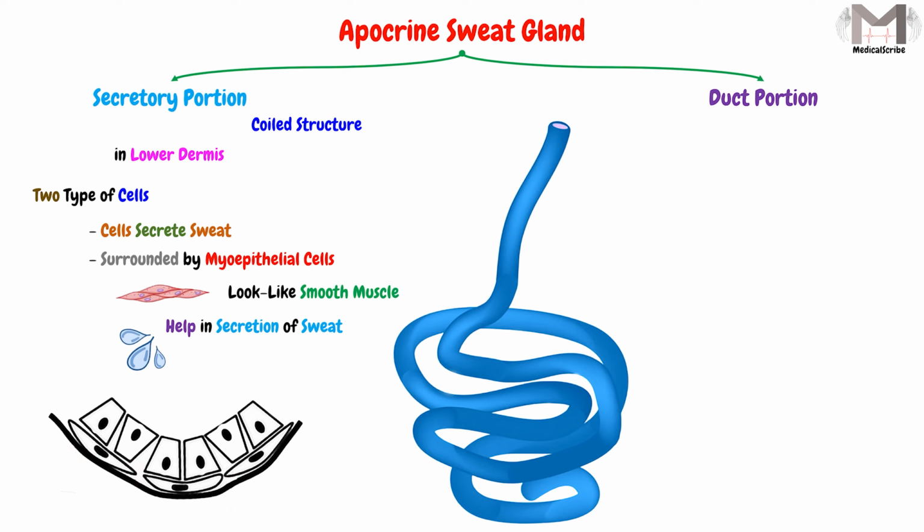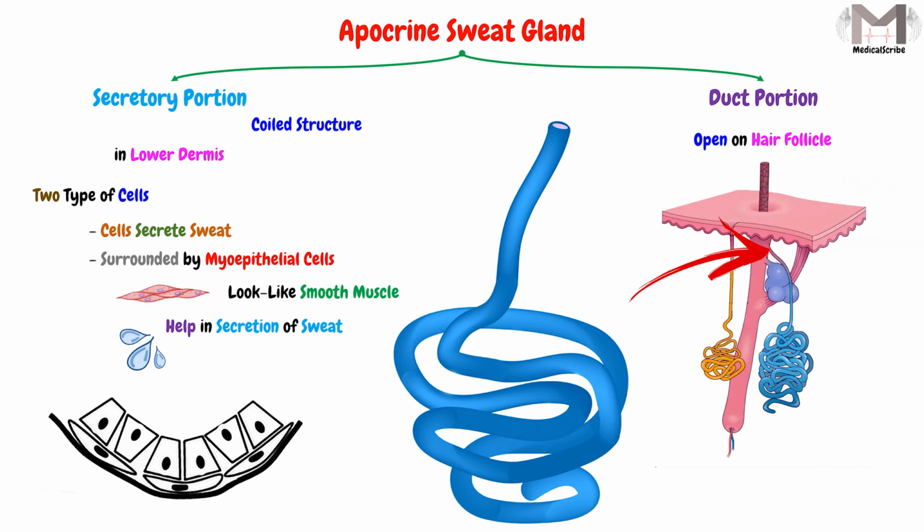While the duct portion, which is the second part of the apocrine gland structure, will open on the hair follicle and is composed of one layer of cells. So that's all about the apocrine gland structure.